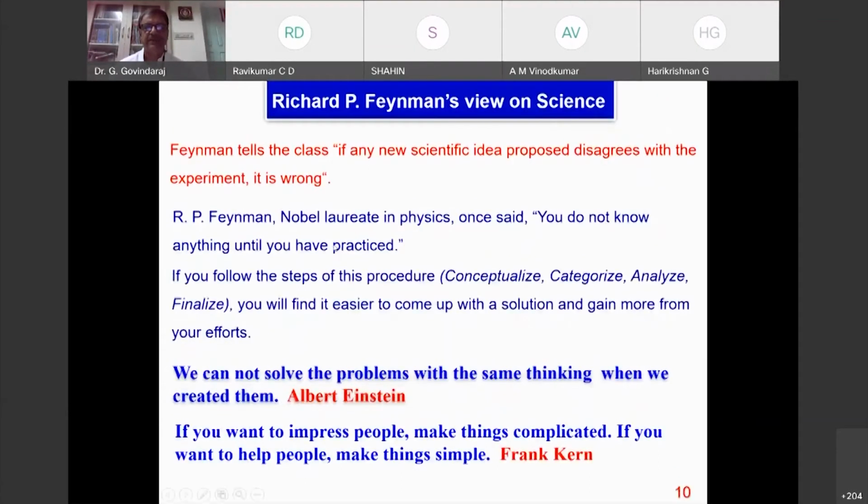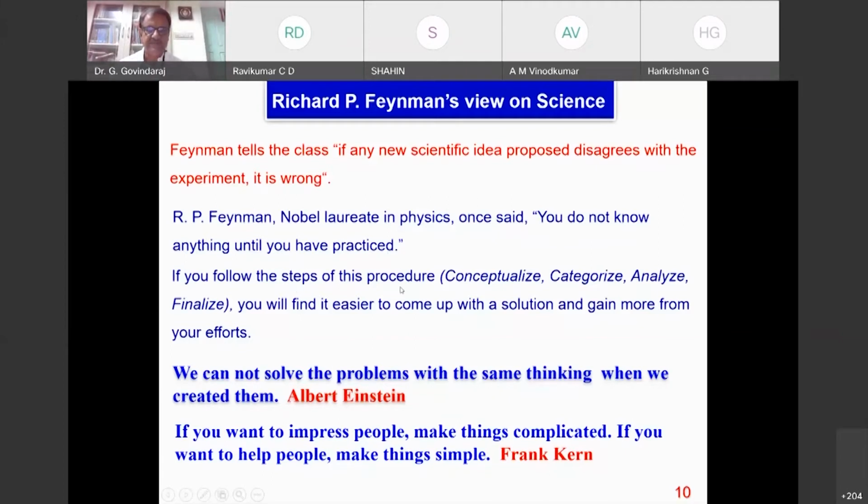According to the Feynman view on science, if any scientific idea proposed disagrees with experiment, whatever be the nature of the experiment, if it disagrees, it is wrong. There's no question about it. So whatever idea you are giving, either in terms of experiment or a model, both experiment and theory should go together. Another thing he once said in class: you do not know anything until you have practiced. Unless you practice, you cannot learn things.